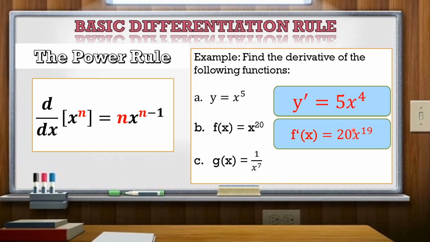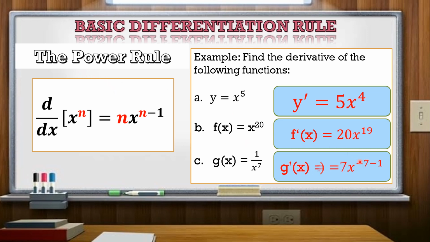How about yung letter C naman? 1 over x raised to 7. So, yung exponent natin nasa baba, itataas muna natin siya para magamit natin yung power rule. Okay? And we all know, apply tayo ng negative exponent here. Kung itataas natin yung x raised to 7, the exponent becomes negative. So, yung 1 over x raised to 7 is also the same as x raised to negative 7. Okay? Then, pwede natin gamitin yung power rule.